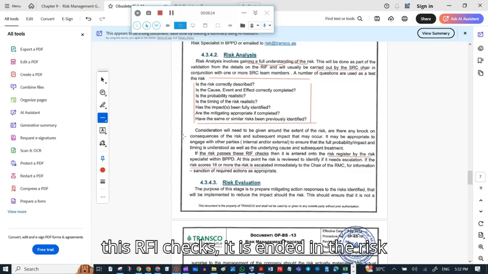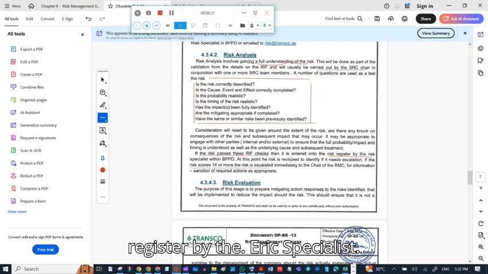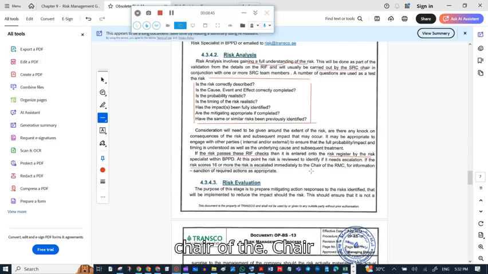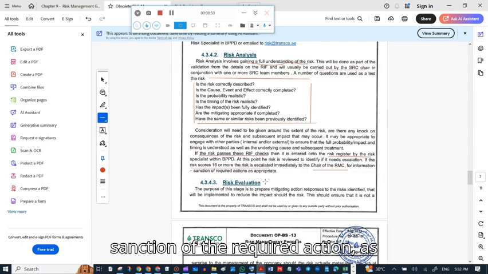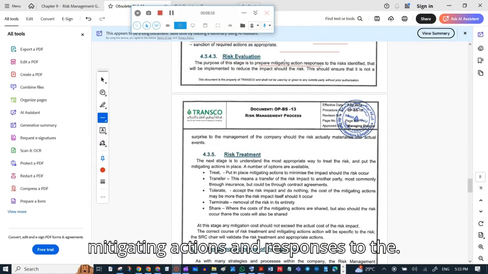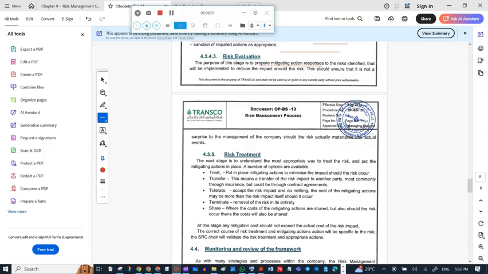If the risk passes these checks, it is entered in the risk register by the risk specialist, and at this point it is reviewed to identify if it needs escalation. If the risk scores 16 or more, the risk is escalated immediately to the chair of the RMC for information and sanction of the required action as appropriate. Now, the risk evaluation is the preparation of mitigating actions and responses to the risk identified.